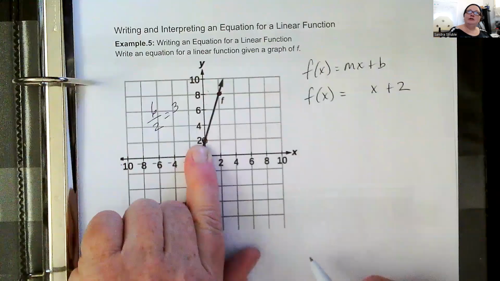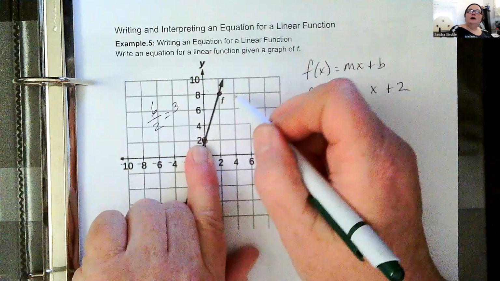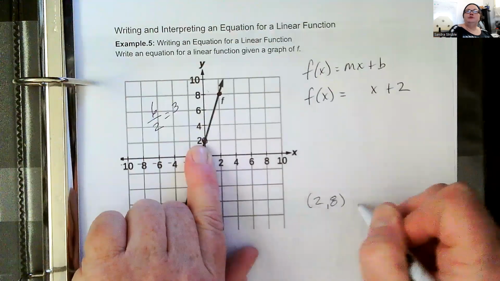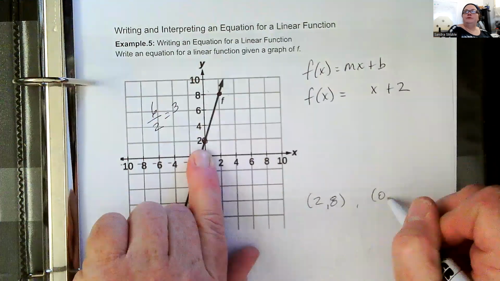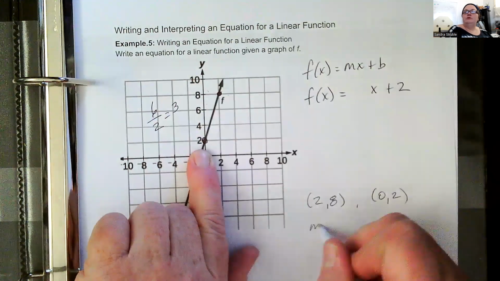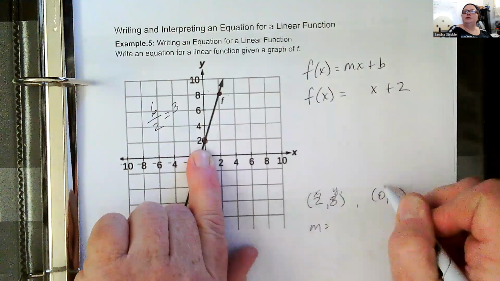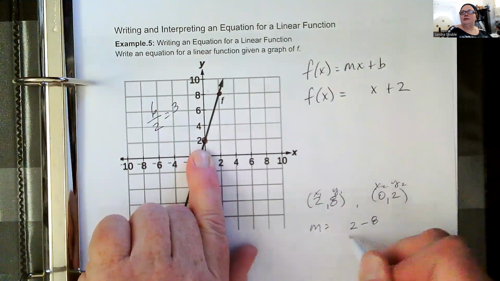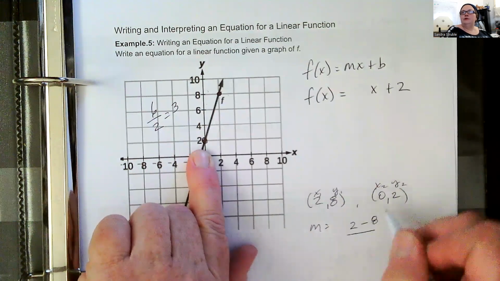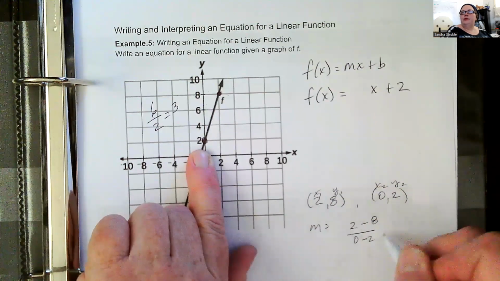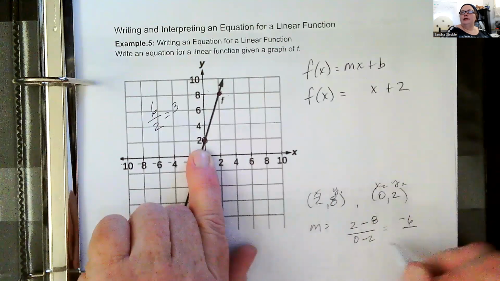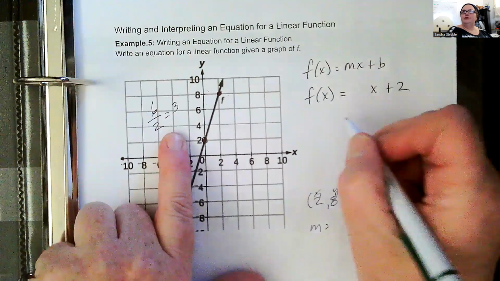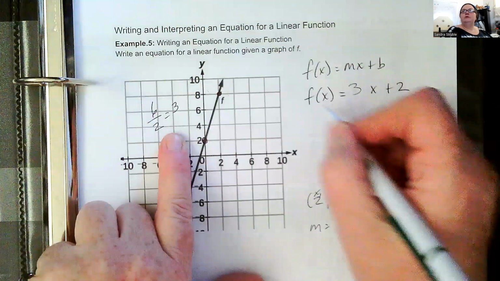But let's check it using these 2 points. Let's use the point (2, 8), and I'm just going to use the (0, 2). So m equals y sub 2 minus y sub 1 over x sub 2 minus x sub 1, which is 2 minus 8 over 0 minus 2, is negative 6 over negative 2, which is 3. Spot on. All right, so there's our slope. Write the equation. There you go.